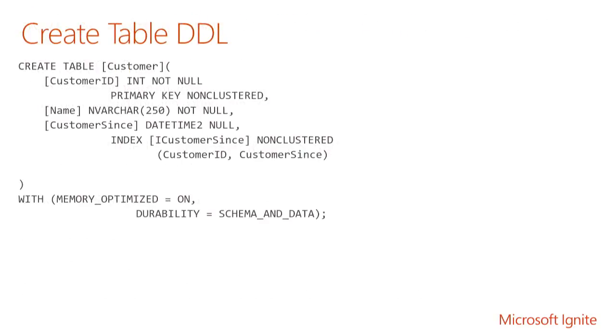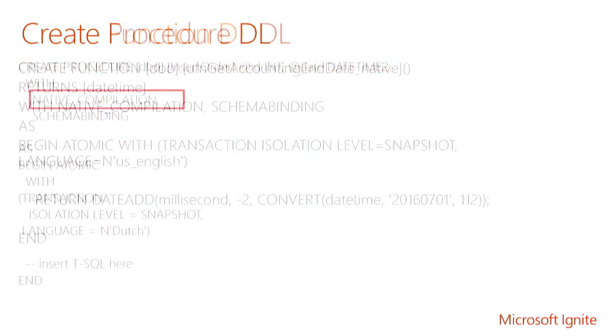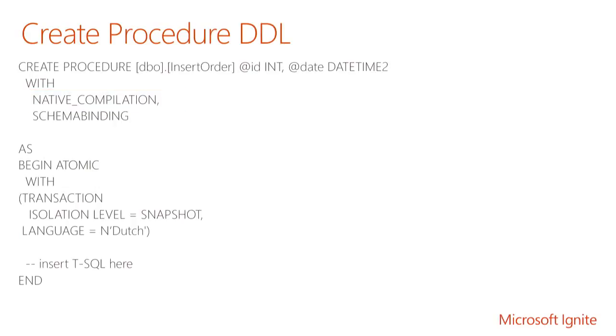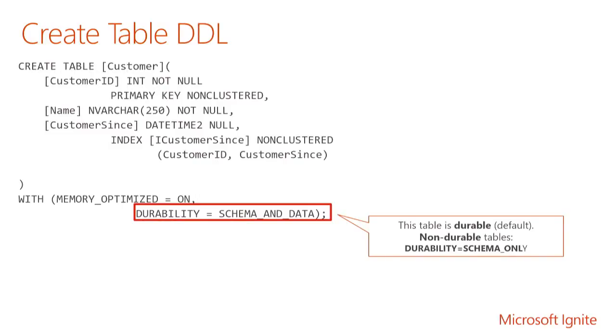Okay. So I got half an hour on this one. So here is what you do. You say, I'm going to create a table. Look at this one, right? Notice that it is just saying table, and the column names are very similar. And it's saying the durability is schema and data. That is the default. And interestingly, you can say the table is non-durable also. You can say the durability is schema only.